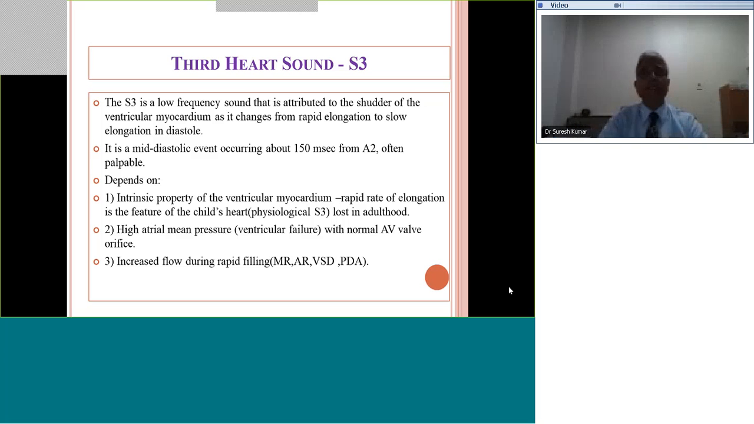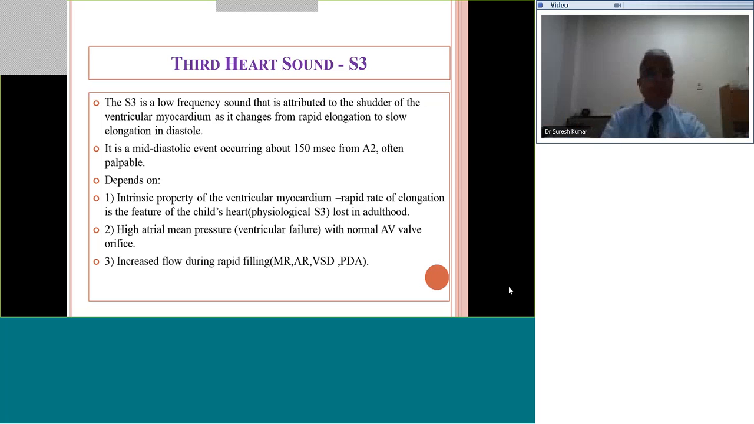On the other hand, if the transition from the rapid elongation to the slow elongation is occurring at a higher filling pressure, what is the filling pressure? It is the left atrial mean pressure, or the right atrial mean pressure for the right side. If the filling pressure is elevated, then again the sound is generated. If the AV valve is normal and the filling pressure is elevated, you hear the sound. That is why left ventricular failure or right ventricular failure generates a third sound on the appropriate side.